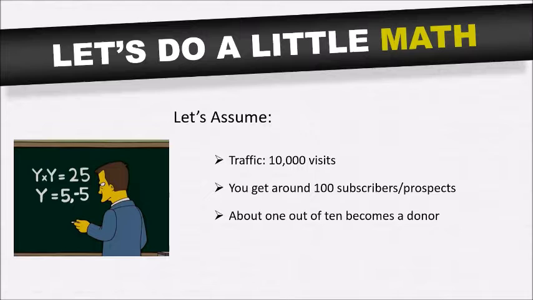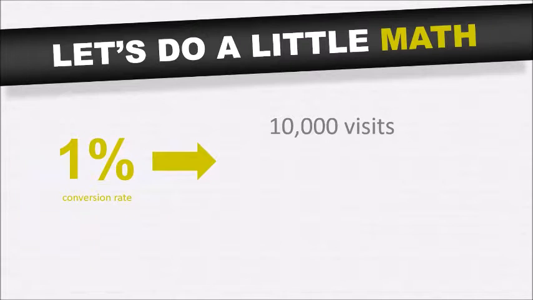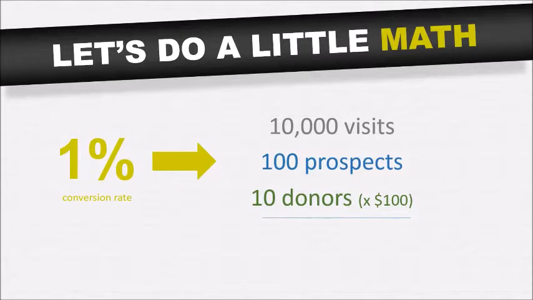So our 10,000 visitors with a 1% conversion rate turns into 100 prospects. And if 1 out of 10 of these prospects becomes a donor, we end up with 10 donors. And for the sake of argument, let's say those donors give on average $100 each. Well, we've raised $1,000. Good job.